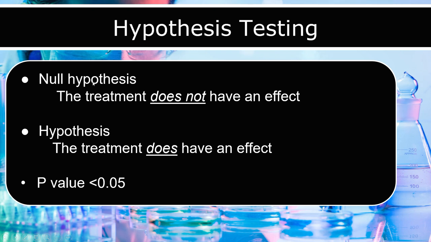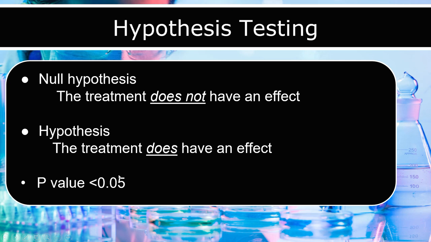So your question is set up as: does one factor correlate with another factor? And so what you're really doing is you're testing your hypothesis and you're trying to choose between one of two options. So the null hypothesis is that the treatment does not have any effect. There is no correlation. Your hypothesis that you set out at the start of this internal assessment is that the treatment does have some sort of correlation. That's exactly what you're testing.